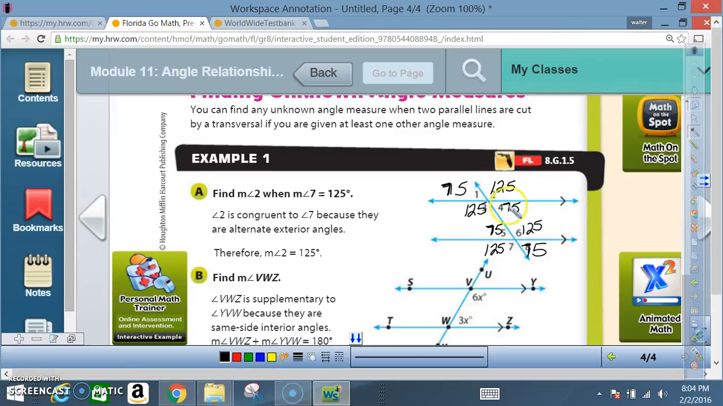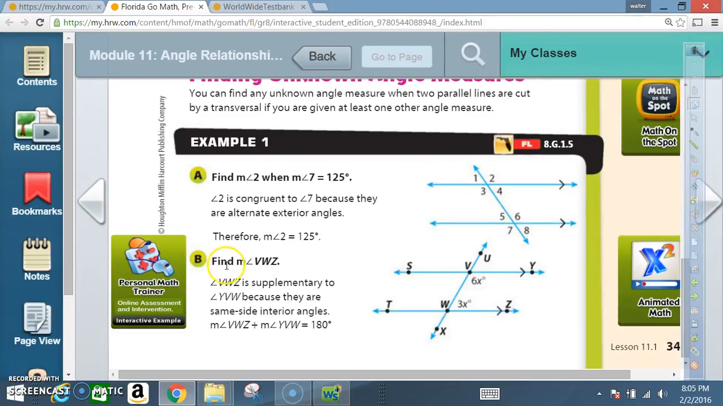Now notice that the interior angles here add up to 180 degrees. 75 plus 125 will give you 180 degrees. Notice the same thing is true on this side. 75 plus 125 will give you 180 degrees. Now you're going to need this fact to help you solve the next example in part B. Once again, the interior angles actually make a straight line. 75 plus 125 is 180. This is always true.